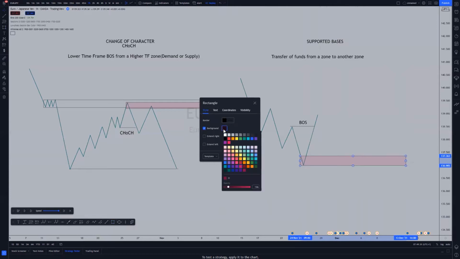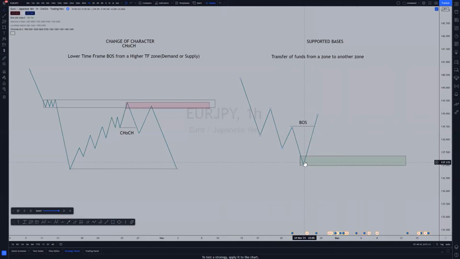I want to use green for this. So the demand that fueled this break of structure is actually here. So this is my base. Now, when price is returning back to this base, going to a lower time frame, I'm talking about maybe 15 minutes, 5 minutes, 3 minutes, 1 minute, and so on, what you want to see price do is to trend downward.